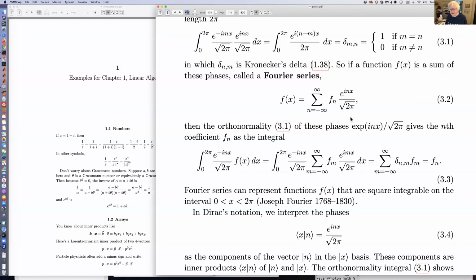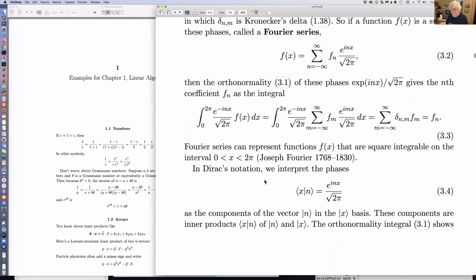So in other words, when you can express a smooth function as a Fourier series, the nth component is simply the integral from 0 to 2 pi of e to the minus i n x f of x dx over square root of 2 pi.